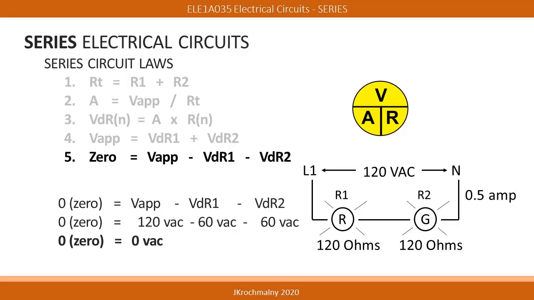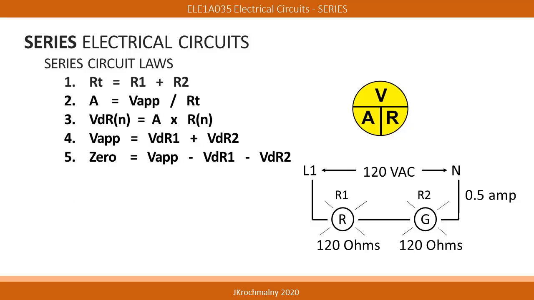The fifth law of series electrical circuits states that if we take the value of the applied voltage and subtract from it each particular voltage drop across the individual loads in series, the value of 0 would result. 0 equals voltage applied minus VDR1 minus VDR2 minus VDR3. VD stands for voltage drop. R1 is the identifier of that particular load.